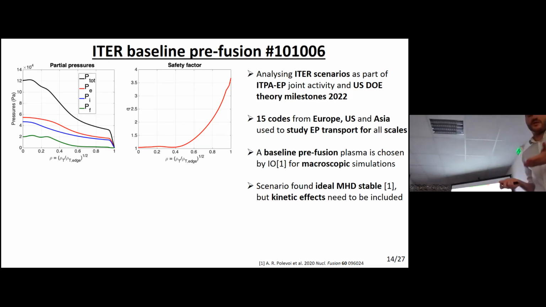For the fishbone, ITER has given us a baseline scenario to conduct our simulation. You can see here the q profile is very flat, just above 1. Here you have the different partial pressures. In black, the total pressure. In green, you have the beam ion pressure, which is the only EP species here because we don't have a fusion reaction.